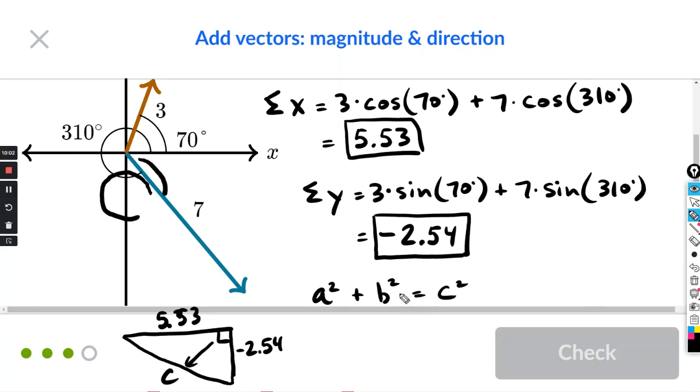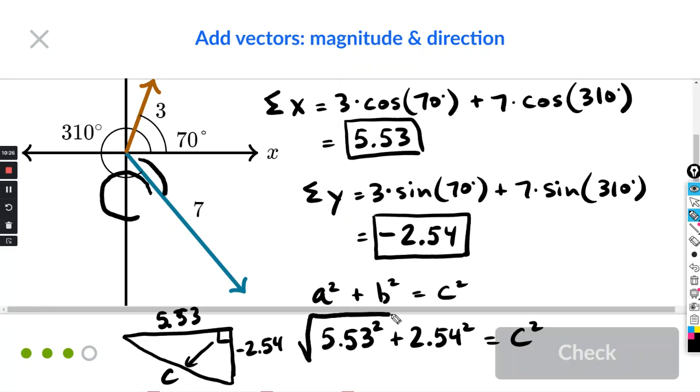So that's what we have here. So 5.53 squared and 2.54 squared. I just ignored the negative because it's squared, and that equals c squared. Solving for c, we take the square root of both sides. Okay, I get c equals 6.1. That's the magnitude when you add these two vectors, so you enter that in the first box.